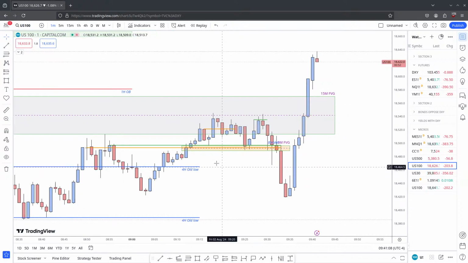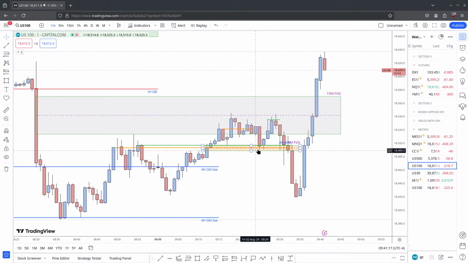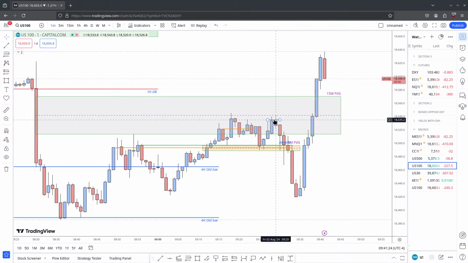Trader number three could be waiting for this entry down here off of this breaker block to take a long here and to grab his five handles and get out of there.